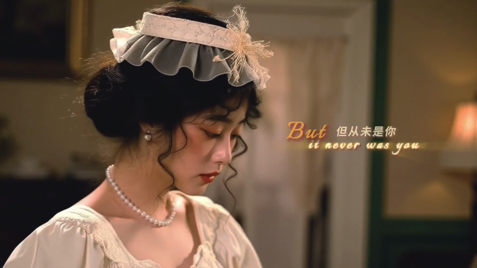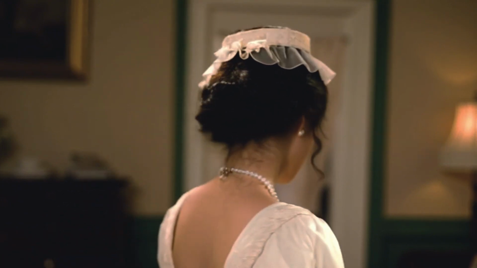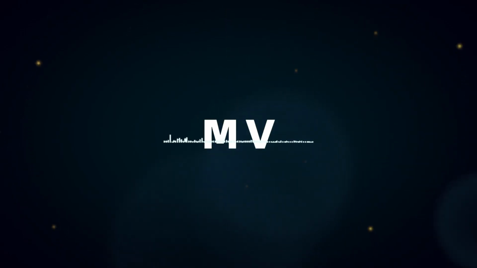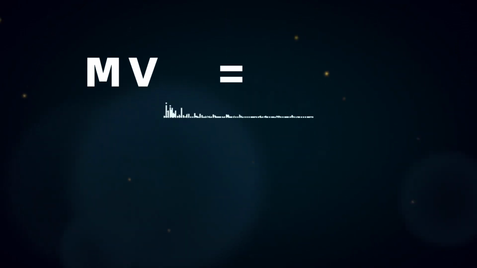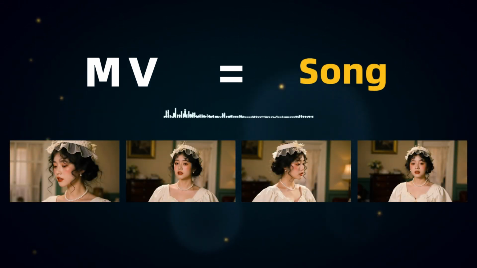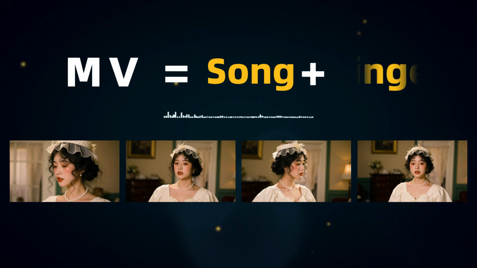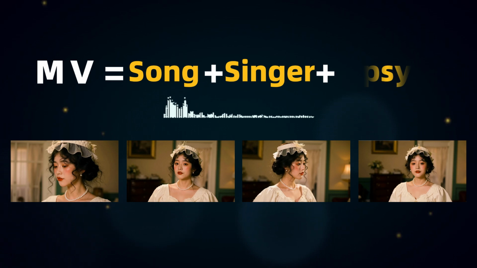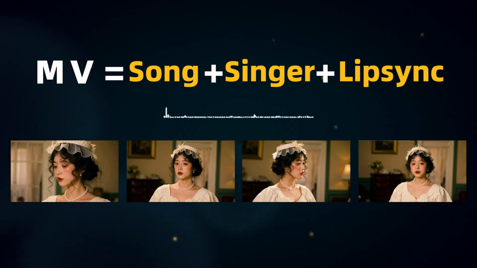Let's break down the MV production process and see what functionalities we need to achieve. Since this is a music video, the first step, of course, is to prepare a song. Any song will do. Next, we need to invite a virtual singer. We'll need images of her from different angles while ensuring consistency. She also needs to sing, her lip sync must be accurate.